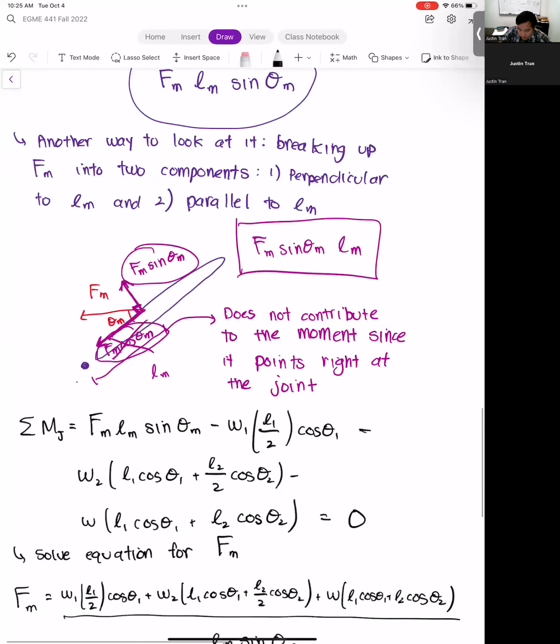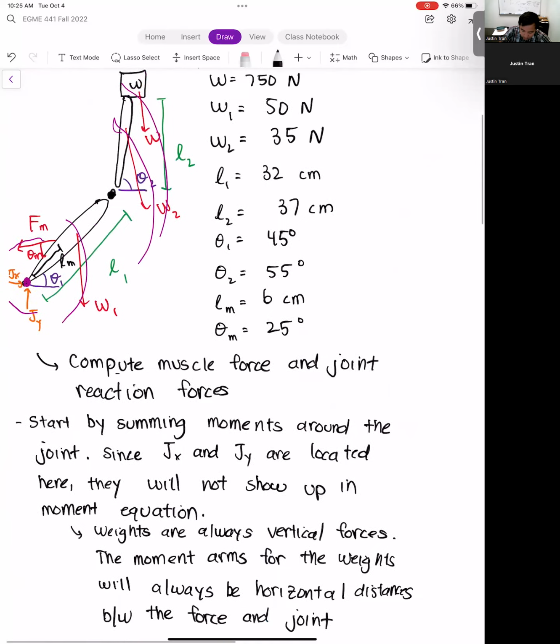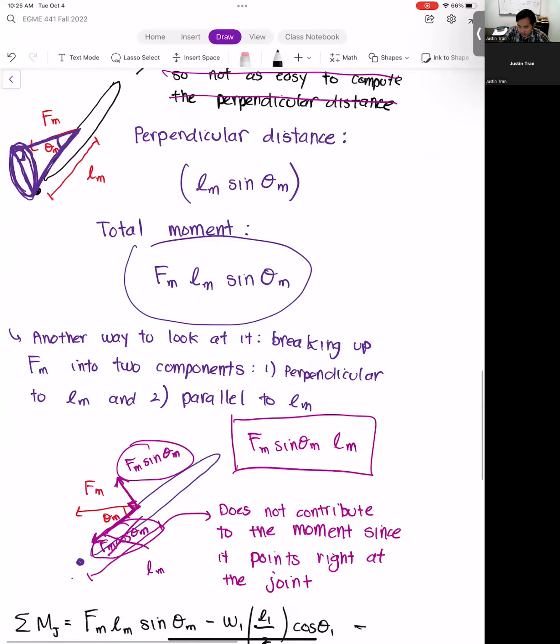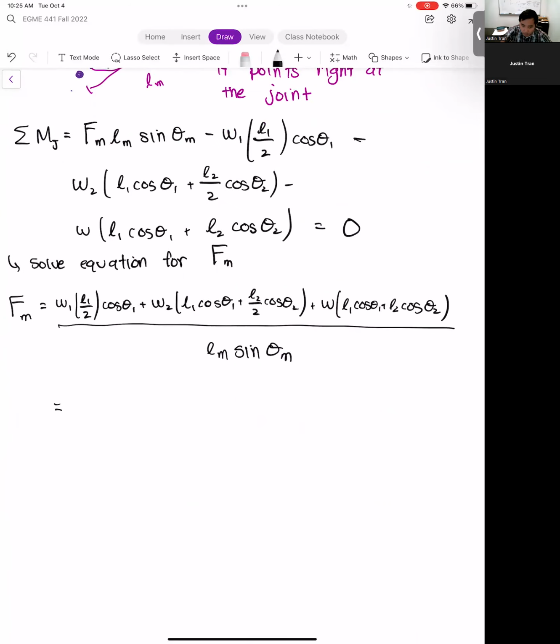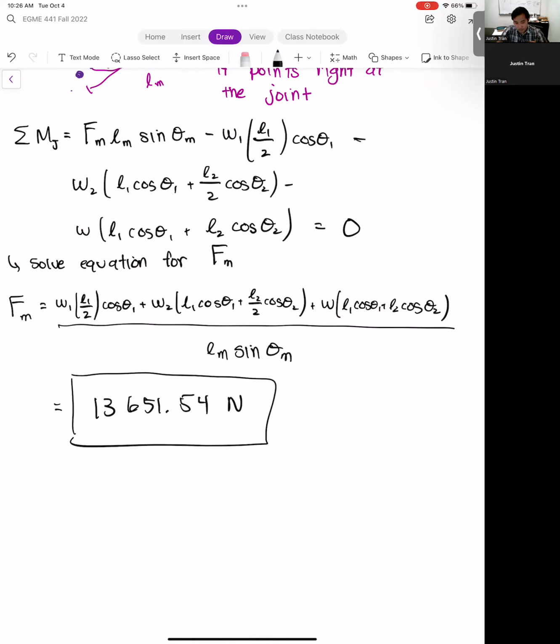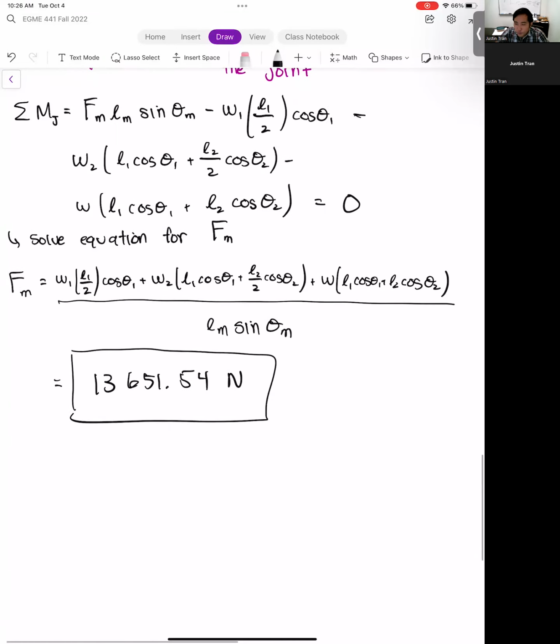And so we punch in all the numbers. Just as a reminder, all the numbers are given up here. Okay, so it's a lot to punch in. And so, for these types of problems, remember to punch in really carefully. And so we get 13651.54 newtons. Okay. All right, so that's a very long process, but hopefully that makes it clear how I think about these problems and how I compute the moment.